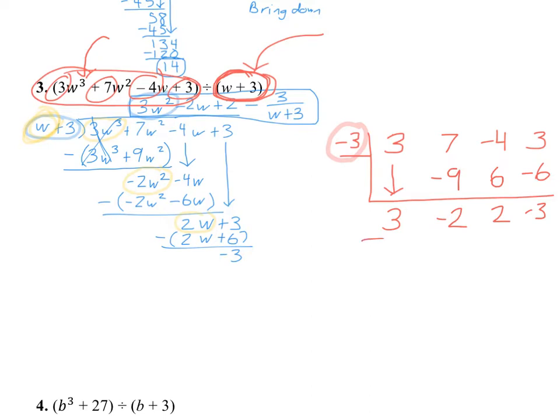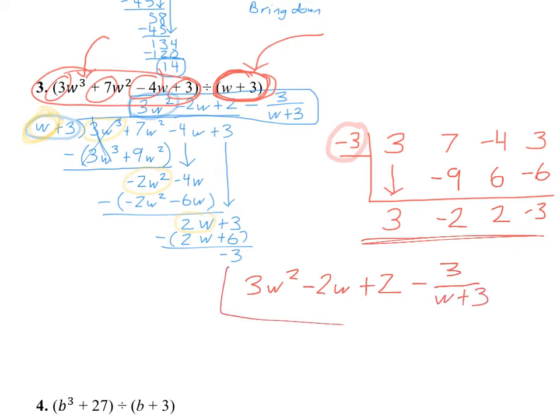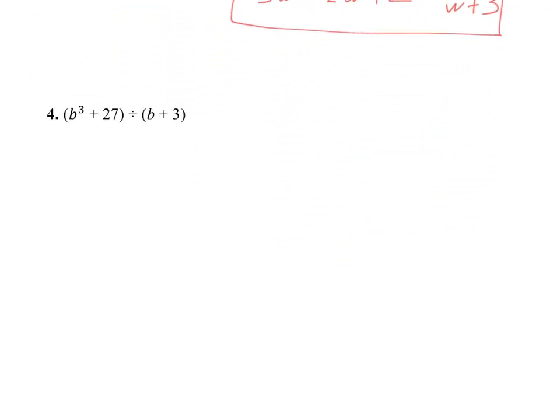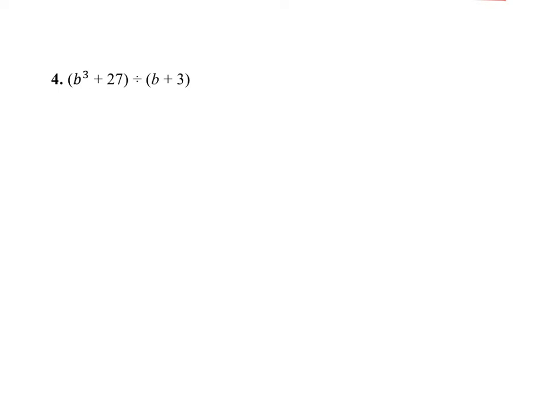So we take these numbers and we write it starting with w squared. The next one goes with w to the first. The next number is the constant. And the last number is the remainder and has to be put above the denominator. We got the same answer as before. I think most people like synthetic division because usually it goes a little faster. Okay, I'll do number 4 both ways again, and then on the back I'll choose my methods.